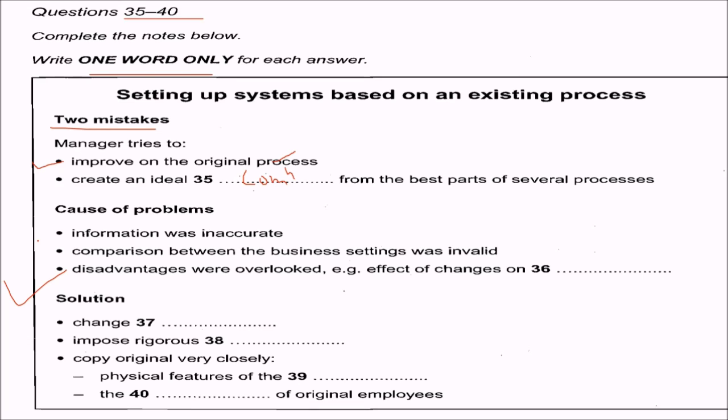Why? Well, for various reasons. Perhaps there weren't really any advantages after all, because the information wasn't accurate. Or perhaps the business settings weren't really comparable. More typically, the advantages are real enough, but there are also disadvantages that have been overlooked. For example, the modifications might compromise safety in some way. So, what's the solution? Well, I don't intend to suggest that it's easy to get things right the second time.